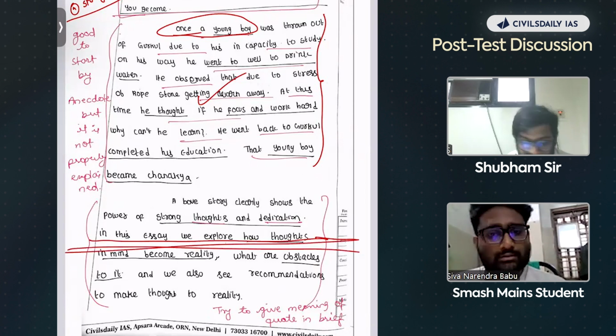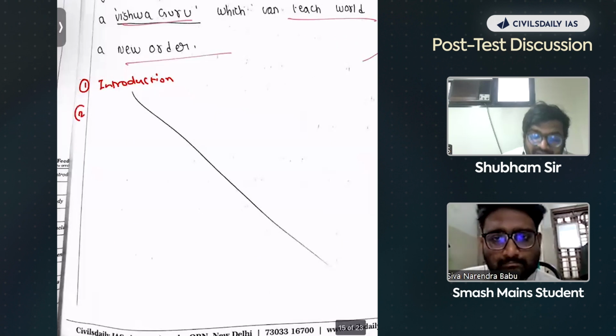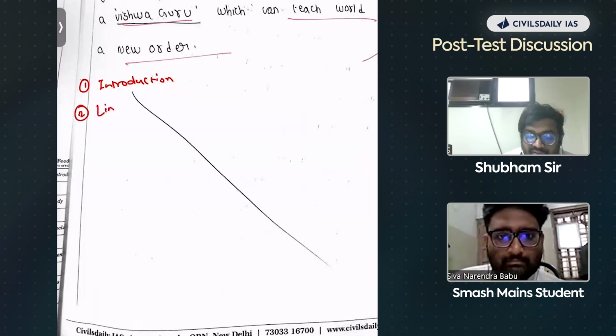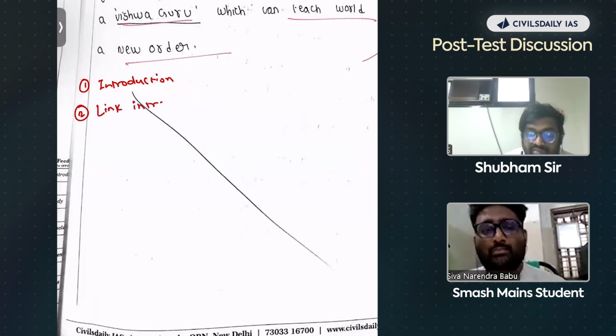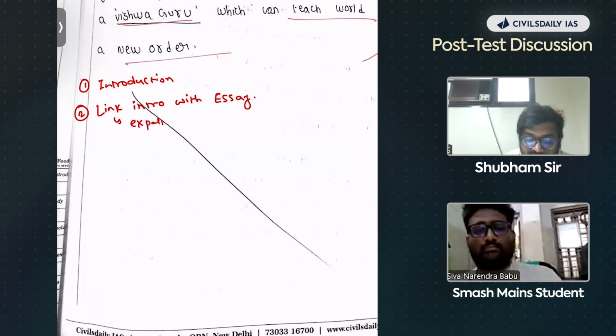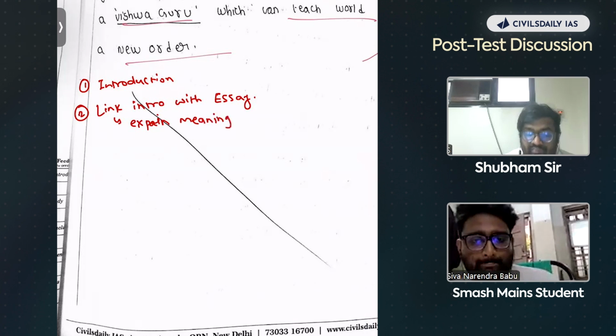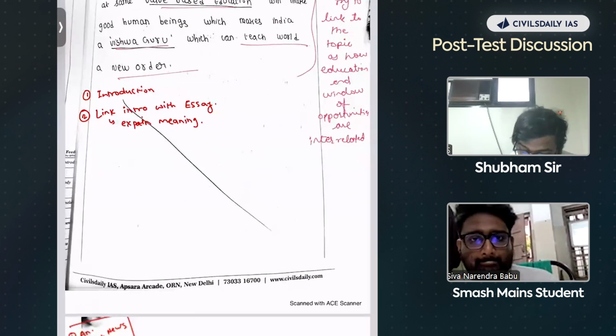After the introduction, in the second para, you link your introduction with the essay. By linking this, you explain the meaning of the essay. How you could have done that?